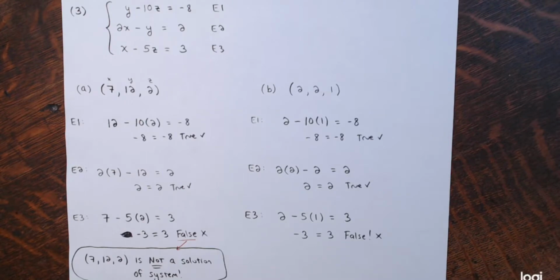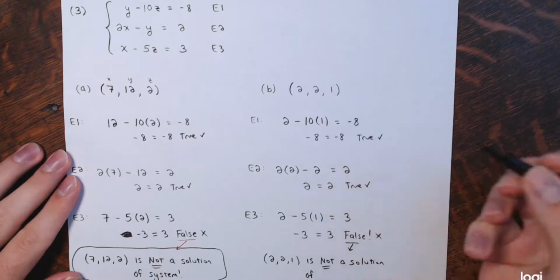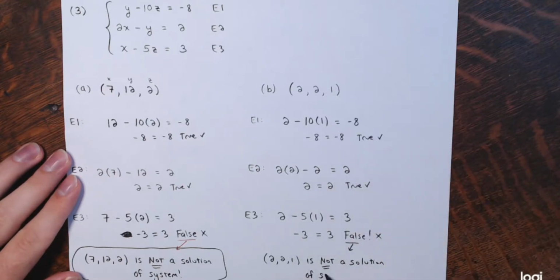So man, we were so close again. An ordered triple satisfied the first 2, but not the third one. So one more time, this ordered triple 2, 2, 1 is not a solution of the system. It's a solution of the first 2 equations, sure, but not the third one. So it's not a solution of the whole system.